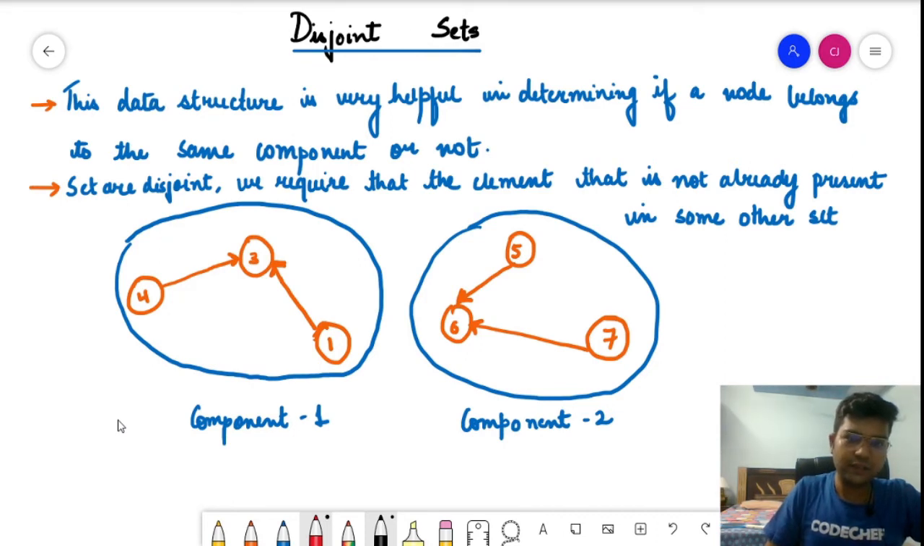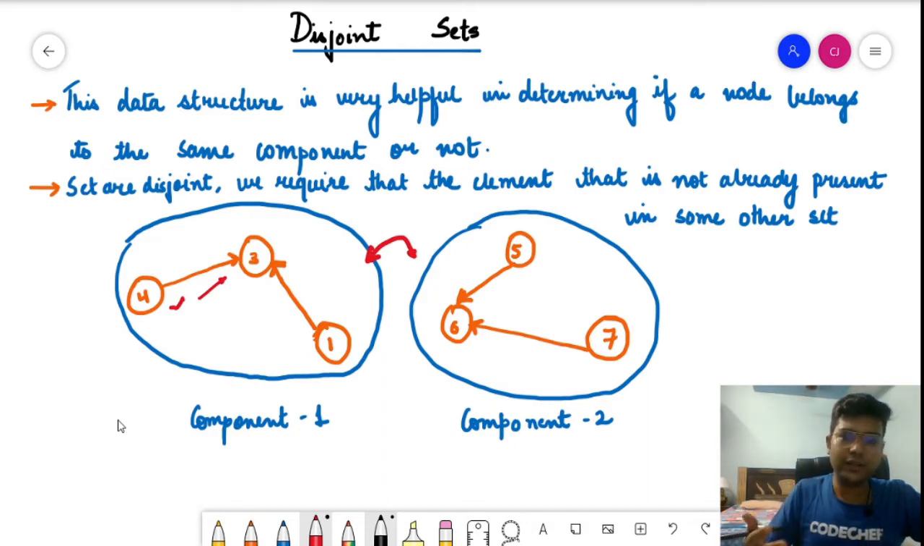If you see here, this 1 is connected to 3 and this 4 is connected to 3. So this makes up one component. Similarly, this 5 is connected to 6 and this 7 is also connected to 6. So this also makes one component. These are two separate components.